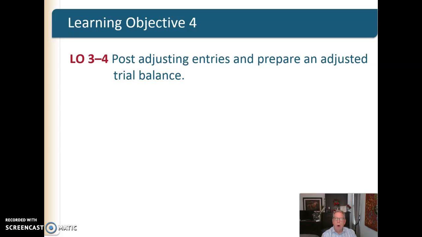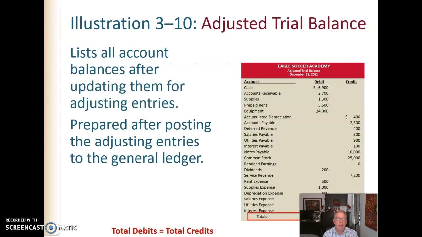So now let's post these adjusting entries and prepare the adjusted trial balance. You'll remember that when we do all our journal entries during the month, those are recorded into the general ledger, and then the unadjusted trial balance is created. Now, when we do the adjusting entries, we need to basically adjust the unadjusted trial balance to an adjusted trial balance. So here's how that looks after we've posted all these adjusting entries.